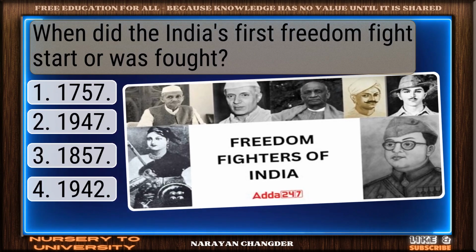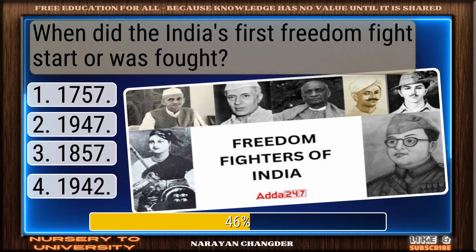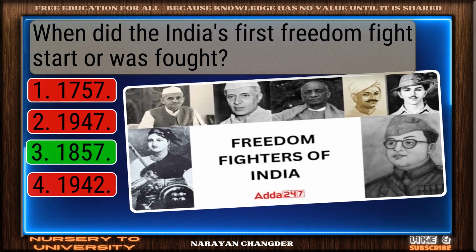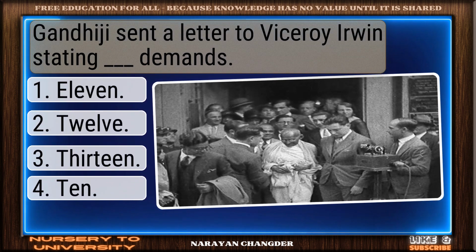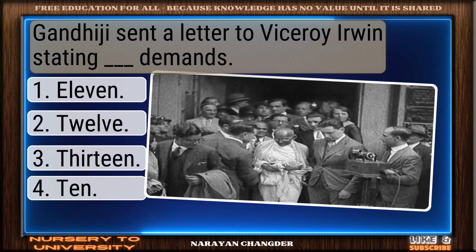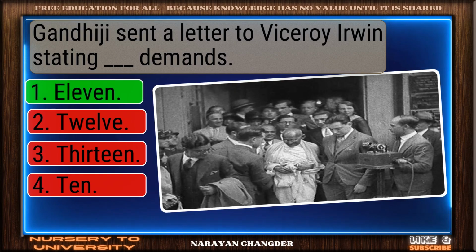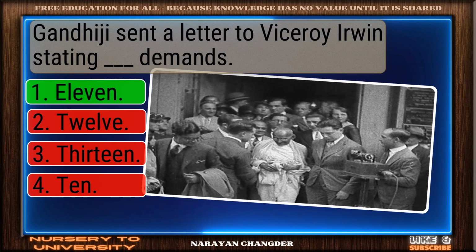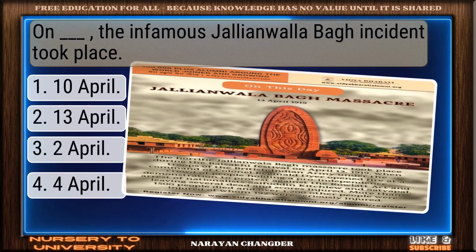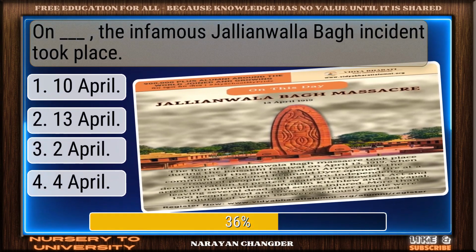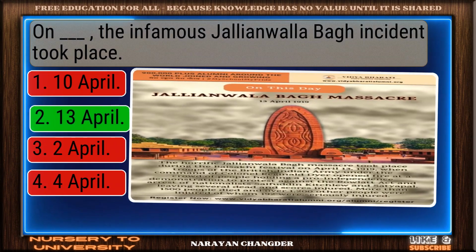When did India's first freedom fight start? Well picked. 1857. Gandhiji sent a letter to Viceroy Irwin stating Dash demands. Excellent. 11 is well reasoned. On Dash Day, the infamous Jallianwala Bagh incident took place. Strong choice. 13 April is right.